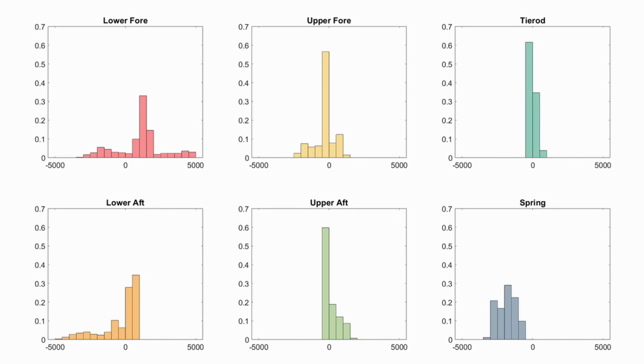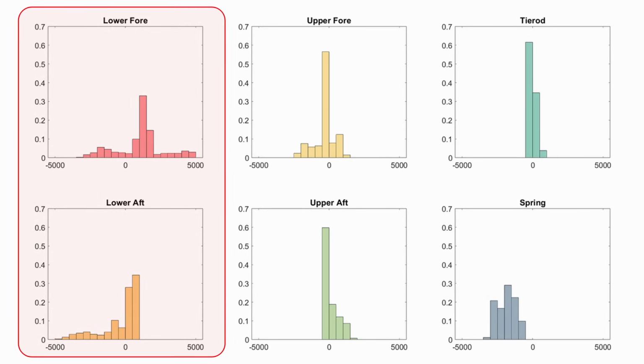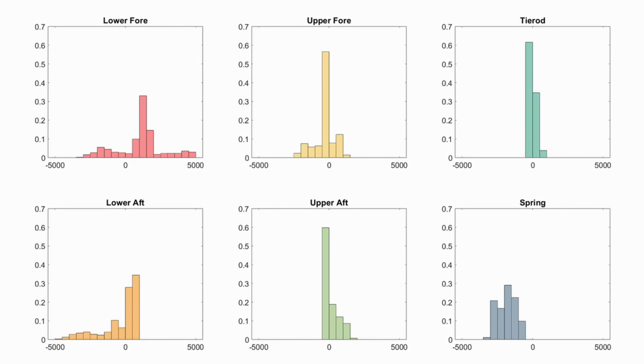We also notice that the links that have the largest spread of load, or are going to come under the highest fatigue loading, are both in those lower wishbones, so the lower fore link and the lower aft link. And this sort of analysis can be used for calculating some of the fatigue life of different components of the suspension system. But in general, we're going to want to make sure that we're using materials and design processes that are suitable for lowering our fatigue loads.